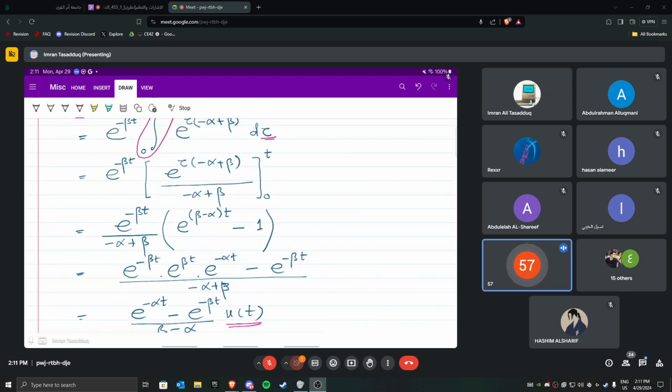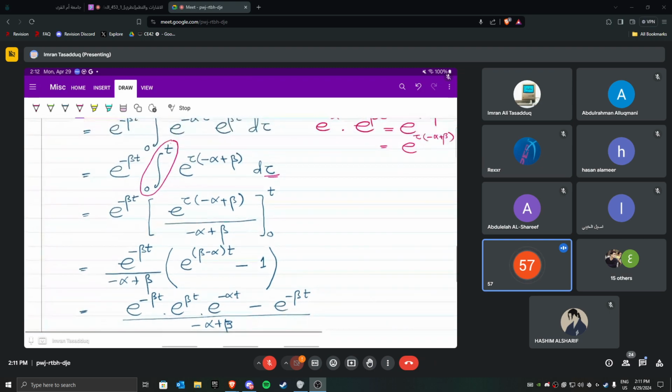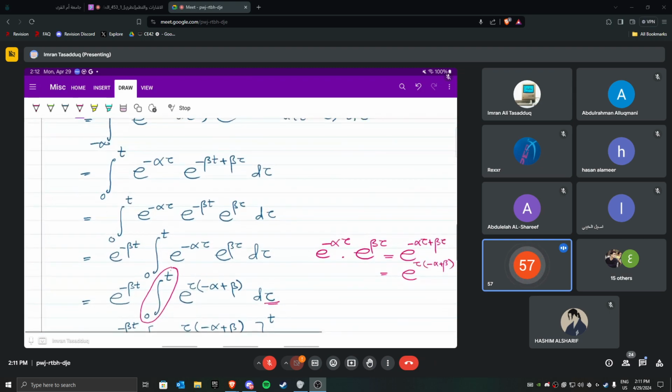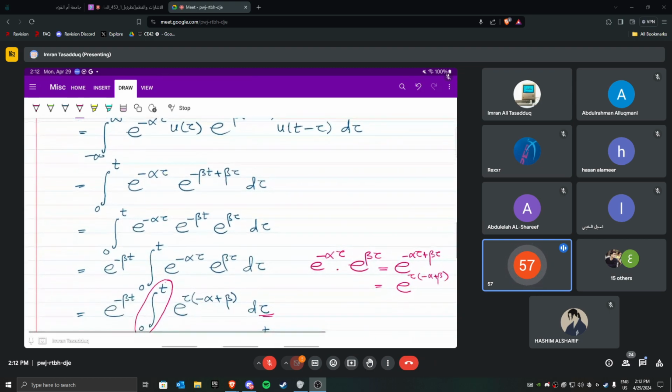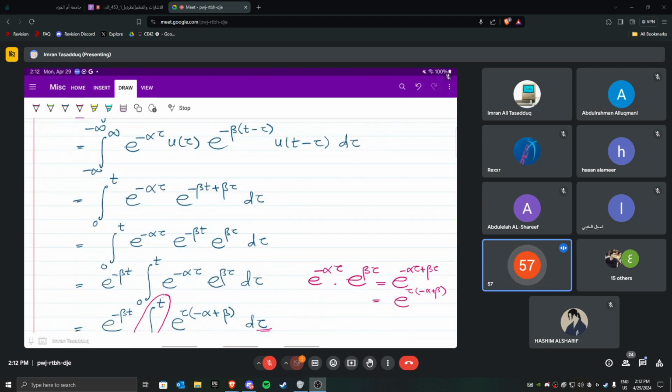Okay, but why is the upper limit t, doctor? Why isn't it infinity? Because we had unit step before, and it says the limits are from 0 to infinity. So that's why I'm confused. Okay. The lower limit is decided from here, right? Because u of tau tells us that you cannot have a negative tau, right? Right. So that gives us the lower limit, which is 0. We cannot have negative values.